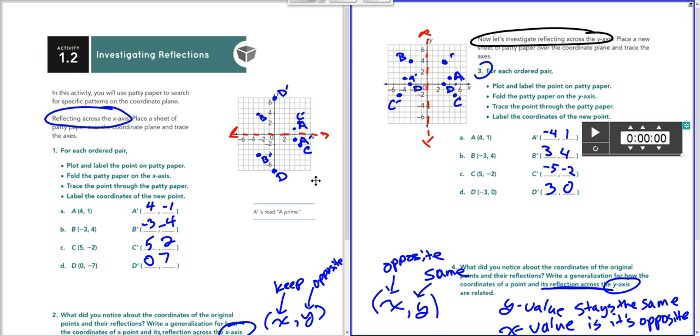All right, this video is on reflections and distance in the coordinate plane. So we're starting on pages 61 and 62.